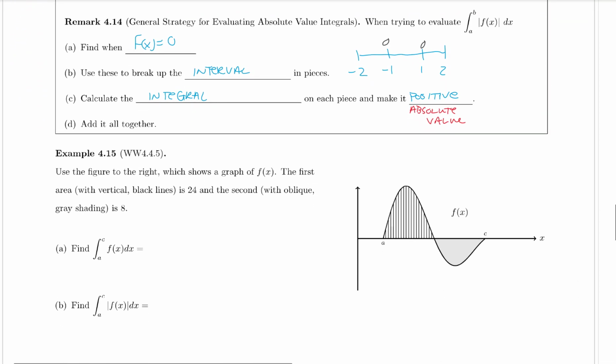Alrighty, let's take a look at our next problem here. This is WebWork 4.4, number 5. What we're given here is that the area of the black vertical lines is 24. Let's write that outside of that so it's a little bit easier for everybody to see. So the area inside there is 24, and the area inside this gray part is 8. So what is the integral from a to c then?